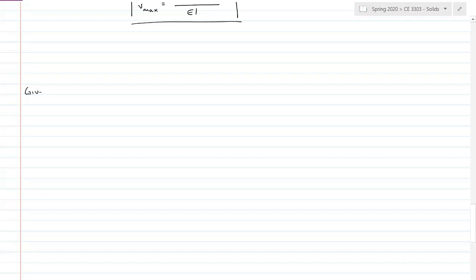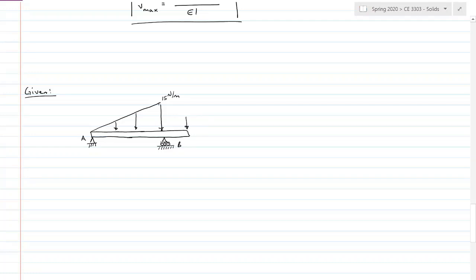Third example is going to have a triangular distributed load. So we've got our pin here at A, we have our roller here at B. I'm going to put my load from A to B, and it's going to have a maximum value of 15 newtons per meter.